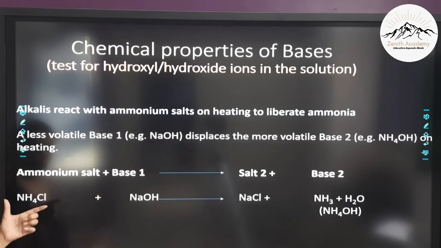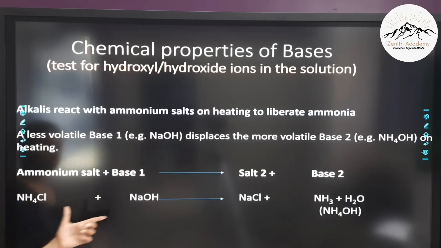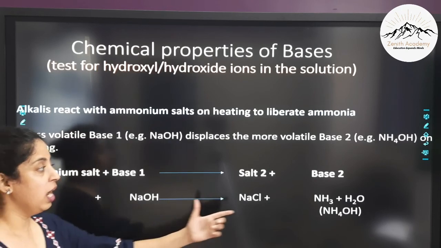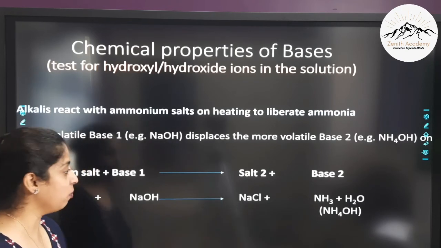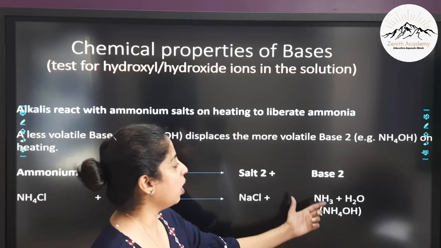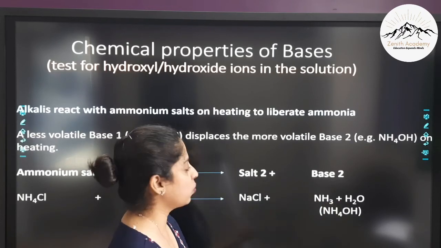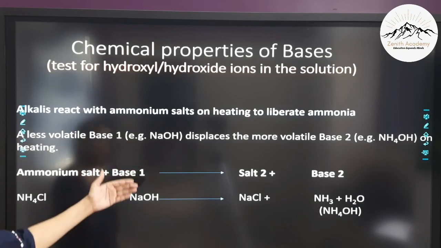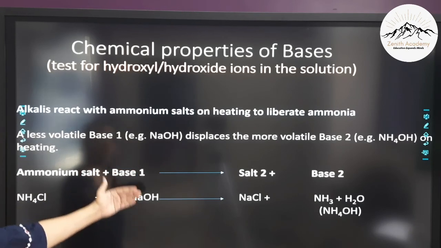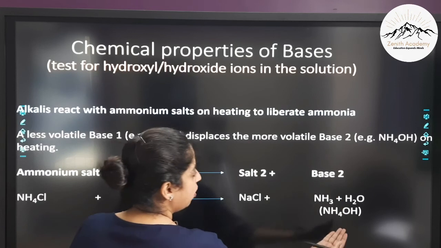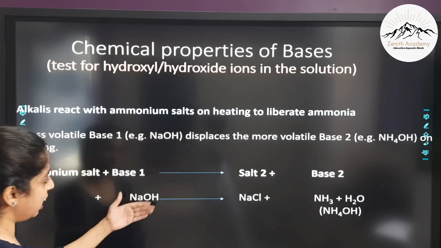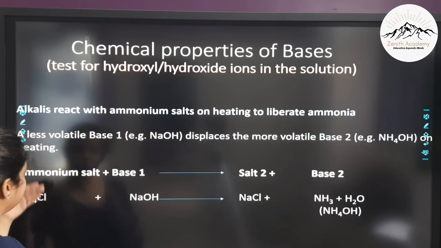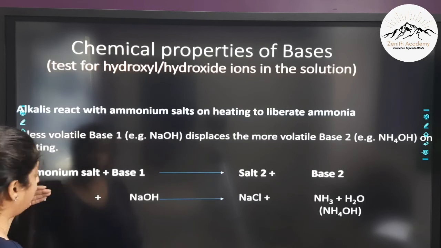So basically what happens is when NH4Cl reacts with NaOH, it forms NaCl, that is sodium chloride, and it forms ammonia and water, which reacts quickly to form NH4OH. Now you should remember here that base 1 is less volatile and base 2 is more volatile. So a less volatile base displaces a more volatile base from the salt.